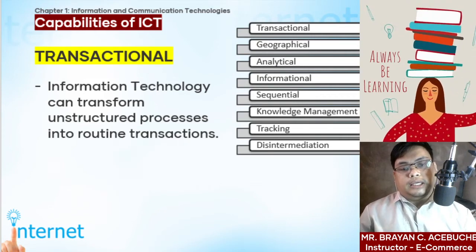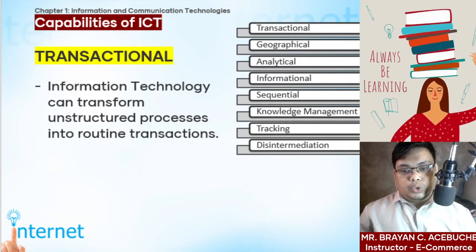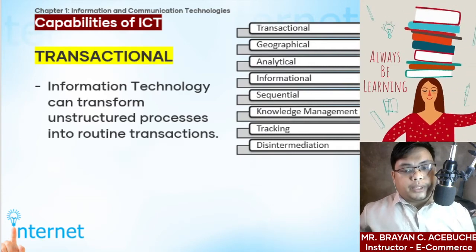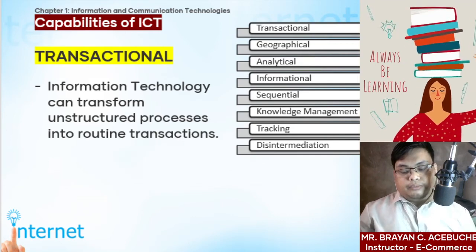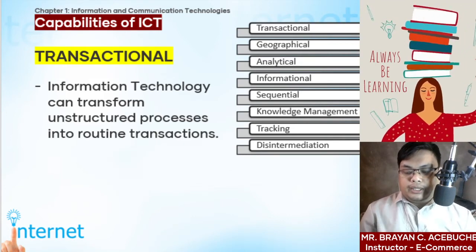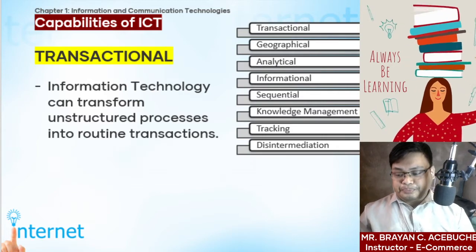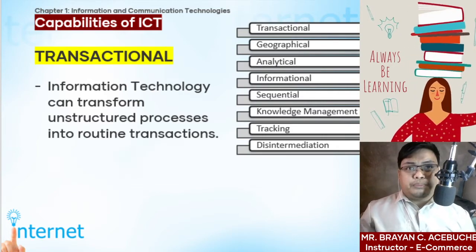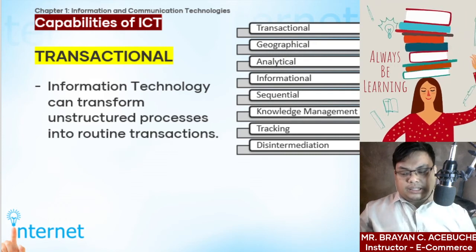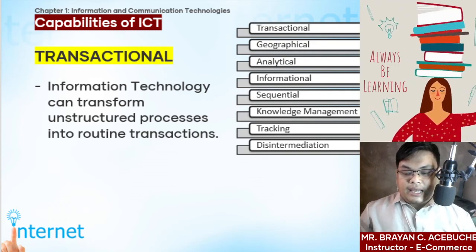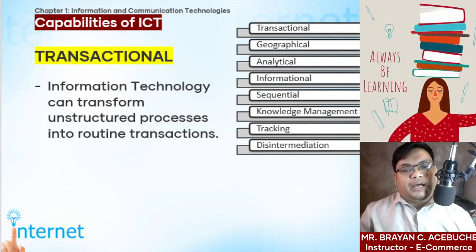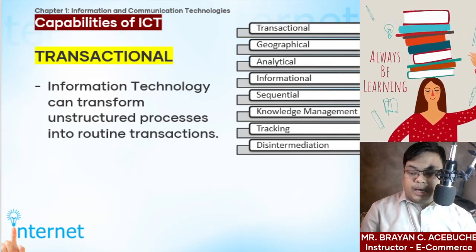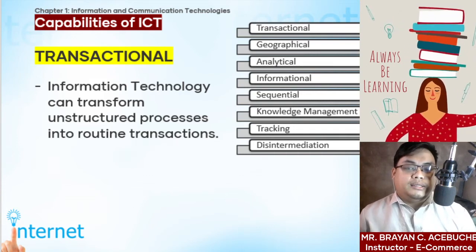One of the ICT capabilities is to transform unstructured processes into routine transactions. For example, IT can support an admission decision process by building a predefined minimum admission application screening process with the use of an automated system.